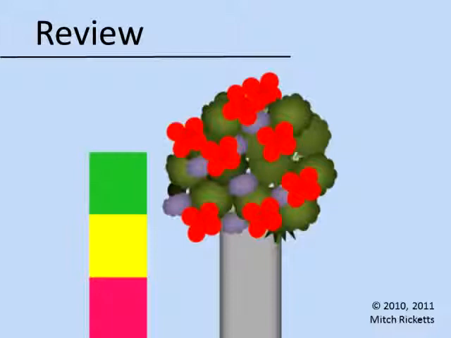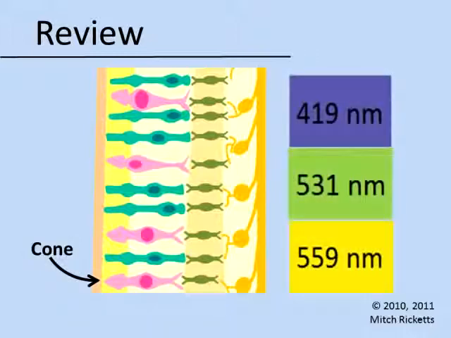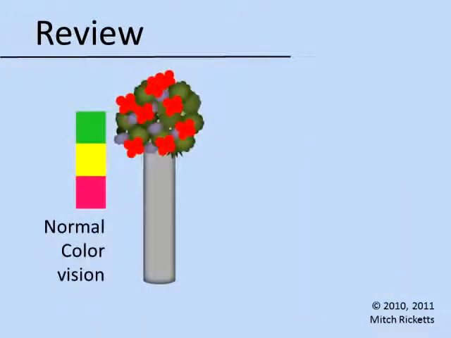Most of us see a broad range of colors in our world. We see colors because human eyes have 3 different types of cones that are most sensitive to differing wavelengths of light. Someone with normal color vision sees 3 very different colors in the bar and 3 different colors in the bouquet.